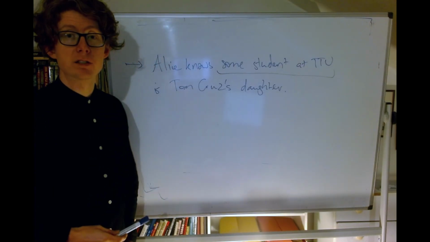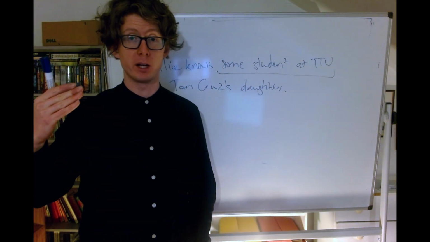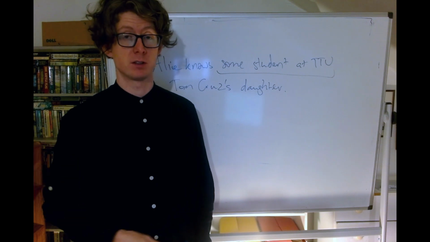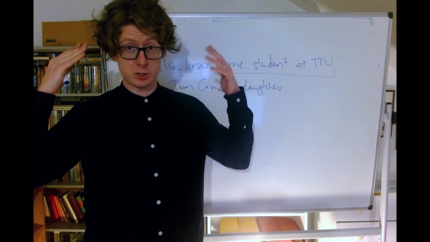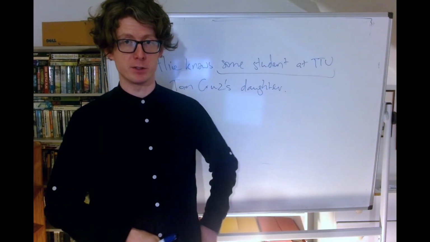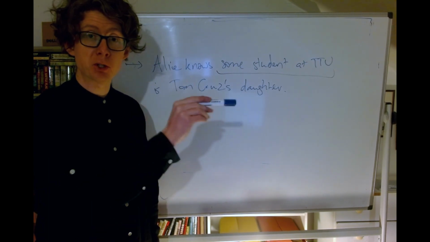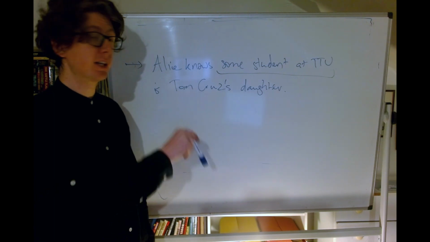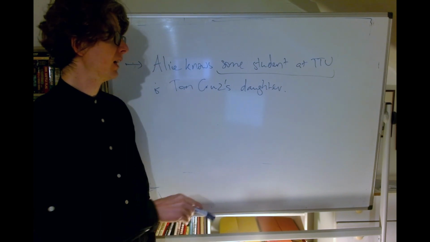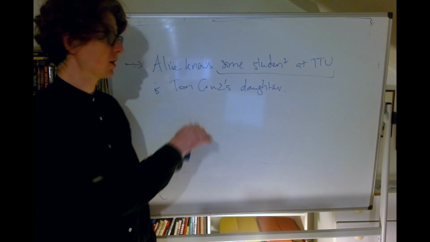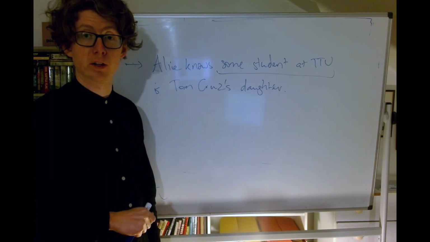So there are two different ways of understanding a sentence like this. One where Alice has no particular person in mind. She's just thinking, well, there's some person who happens to be a student at TTU, who's Tom Cruise's daughter. She doesn't know who that person is. She can't think about them individually. And there's another way of understanding the sentence where she has a particular person in mind, and that person, in actual fact, happens to be a student at TTU. But she may or may not know that herself. It just is that the person that she actually happens to know this about, it can be picked out by the quantifier in this way.